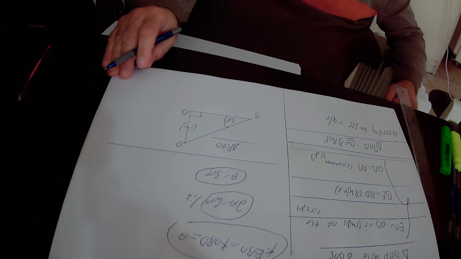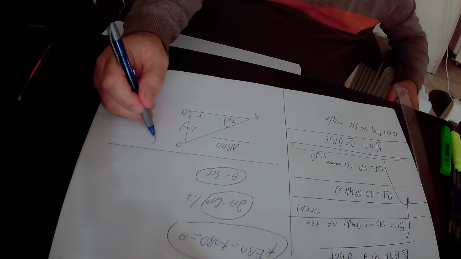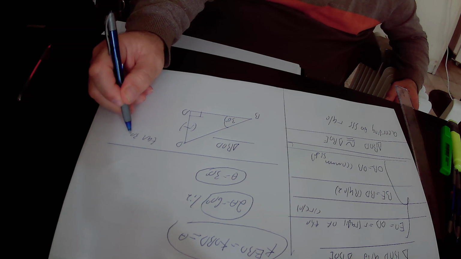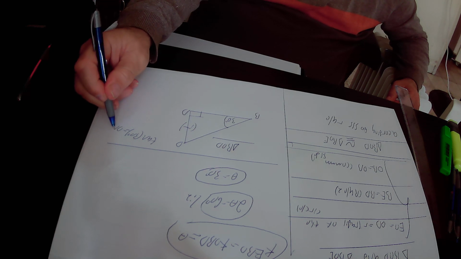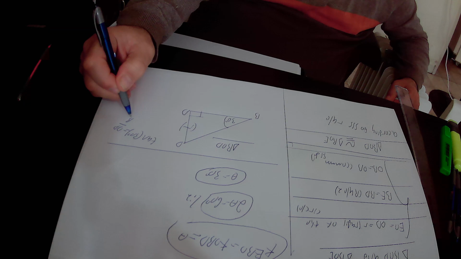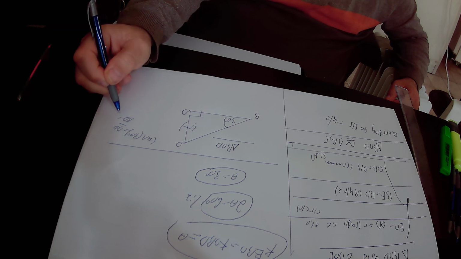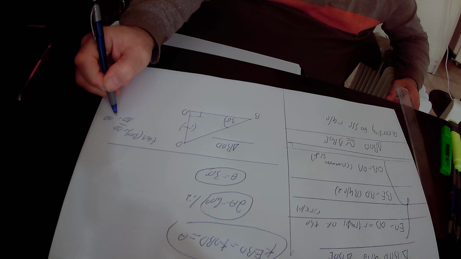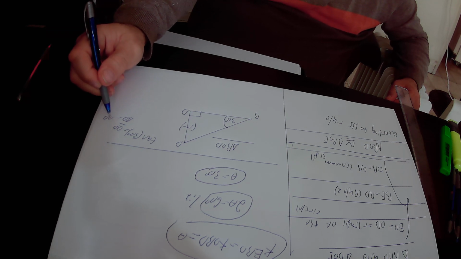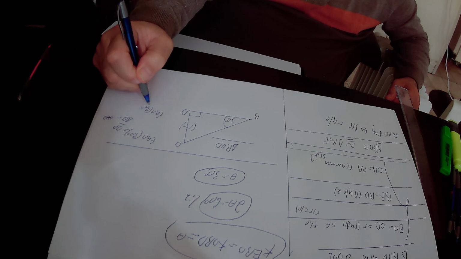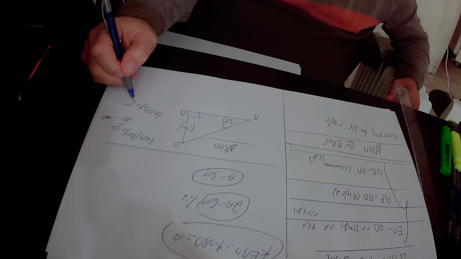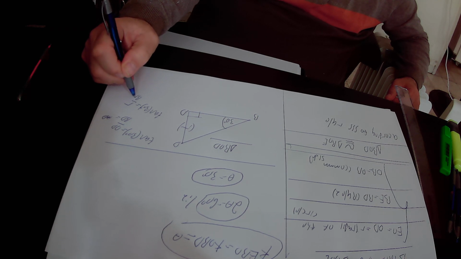So in this right triangle BOD, tangent 30 degrees equals OD over BD. OD is R, so we substitute OD by R. So it is R over BD. Tangent 30 degrees equals R over BD.